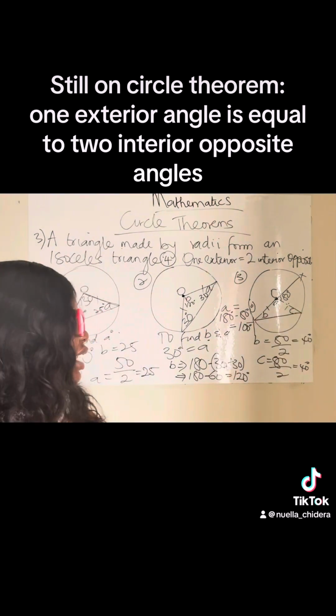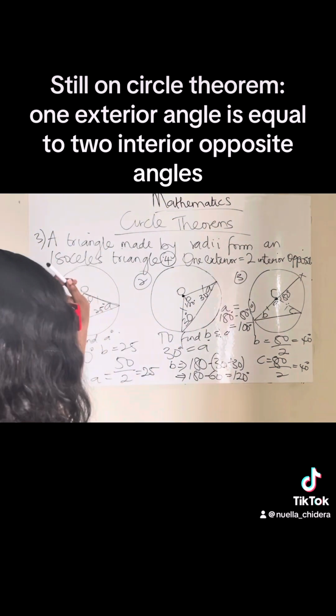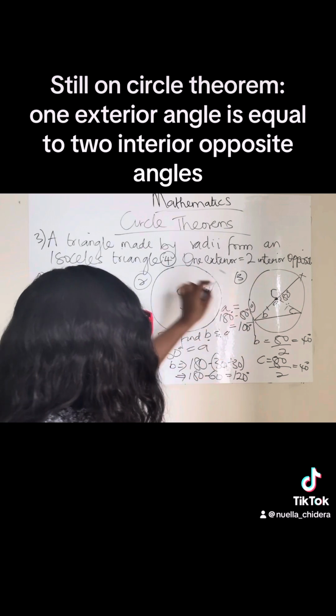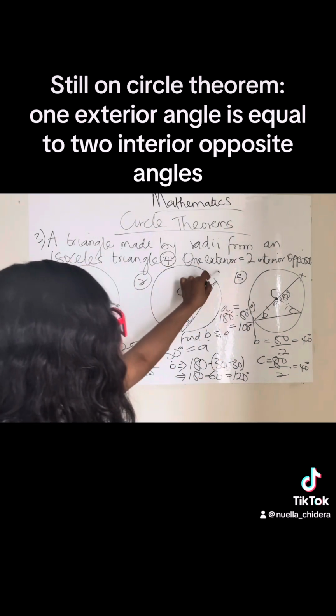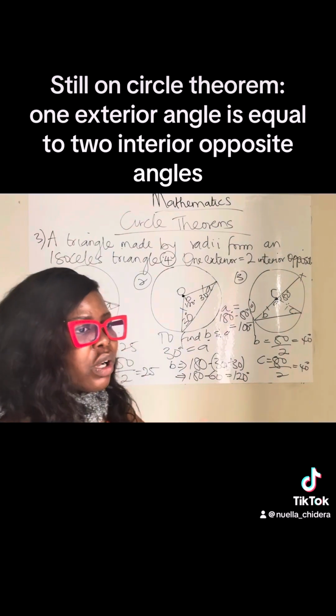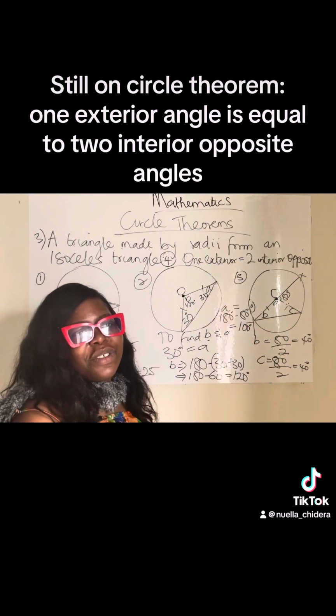So that is why I said we may employ more than 2 rules. In this case, we employed the first rule, the second rule, and you can also employ the angle on a straight line rule. So that is it for today.